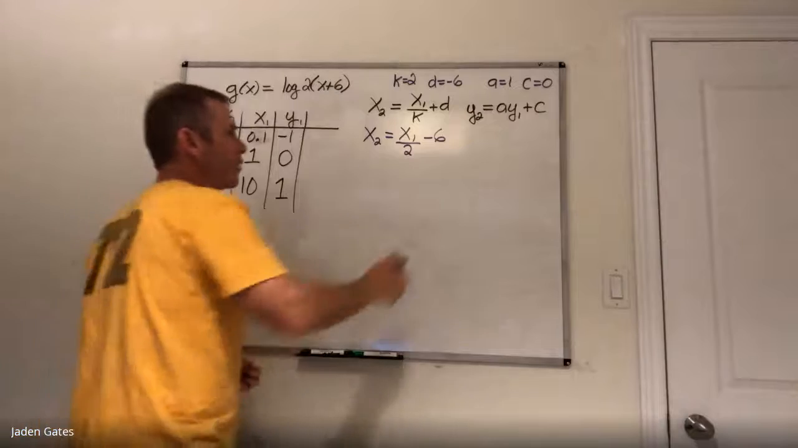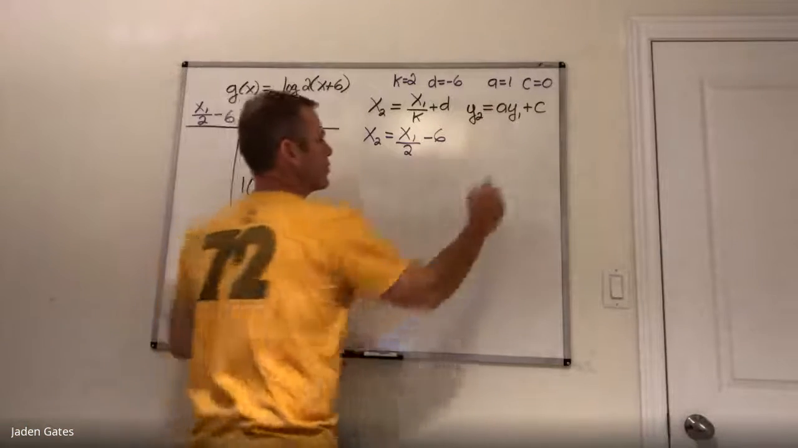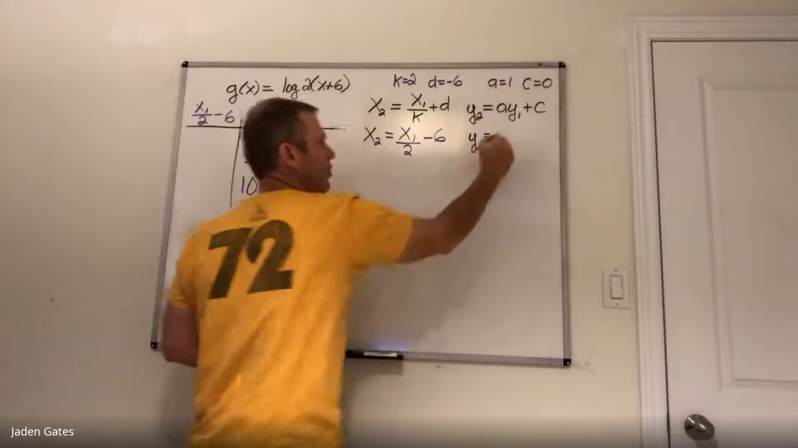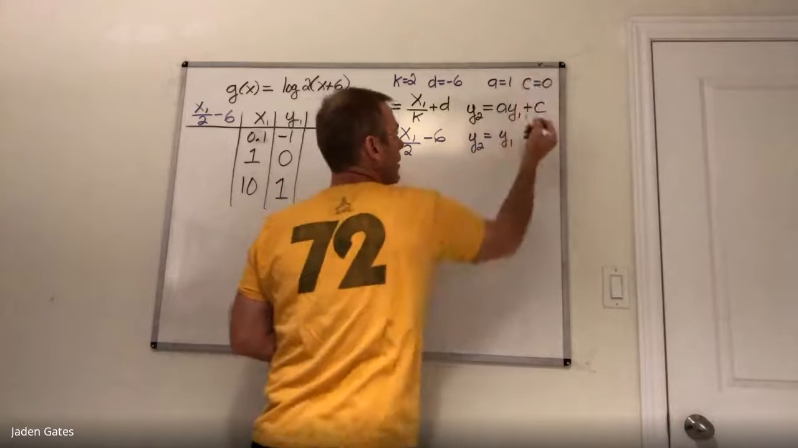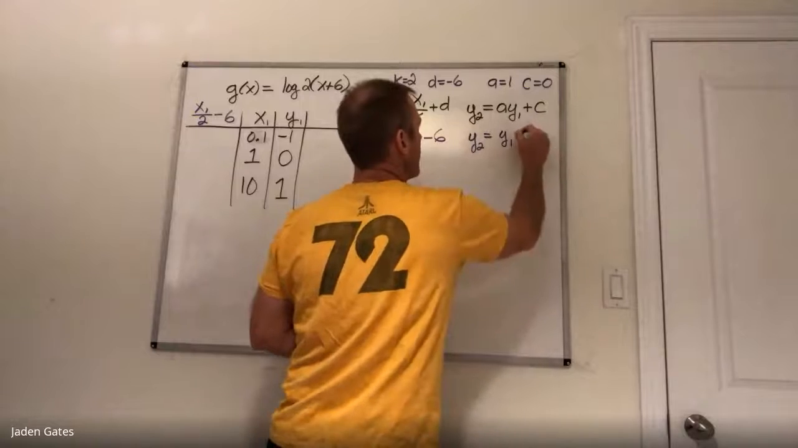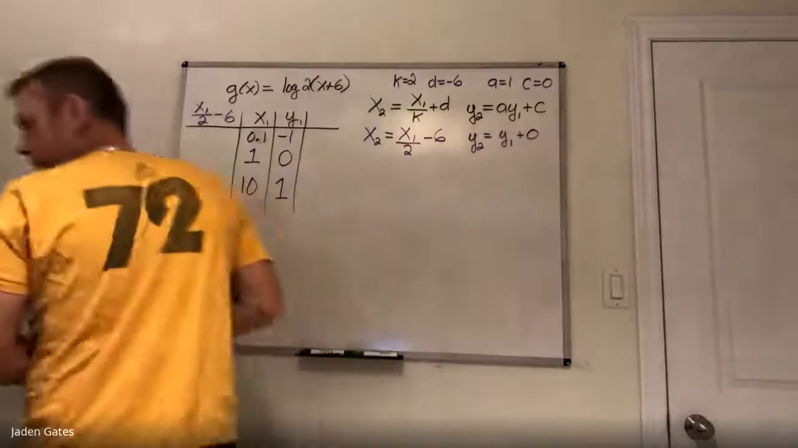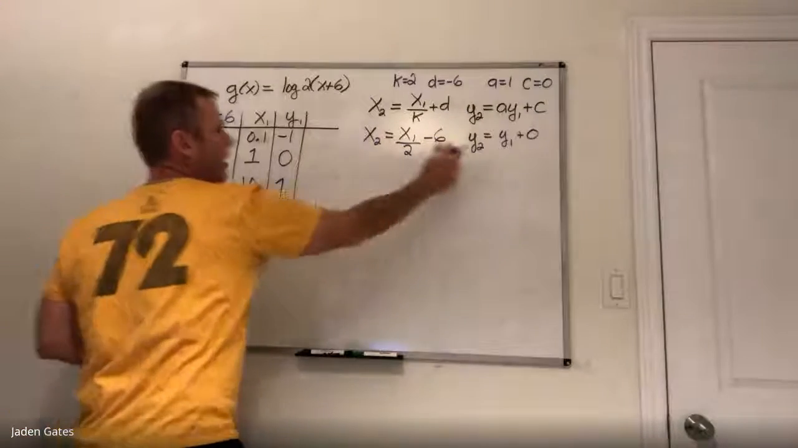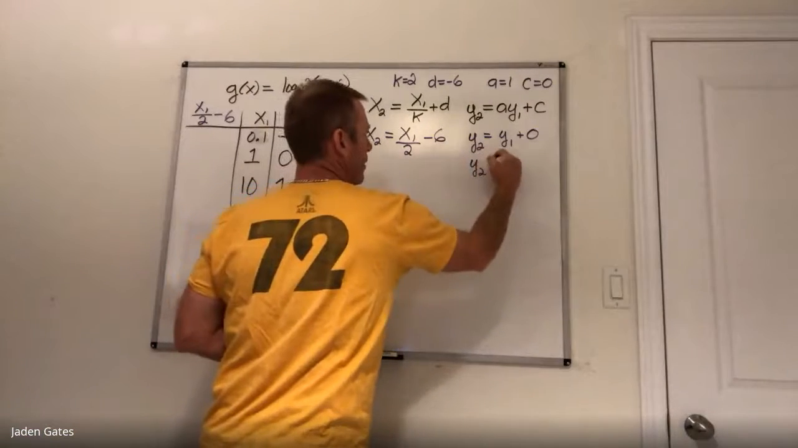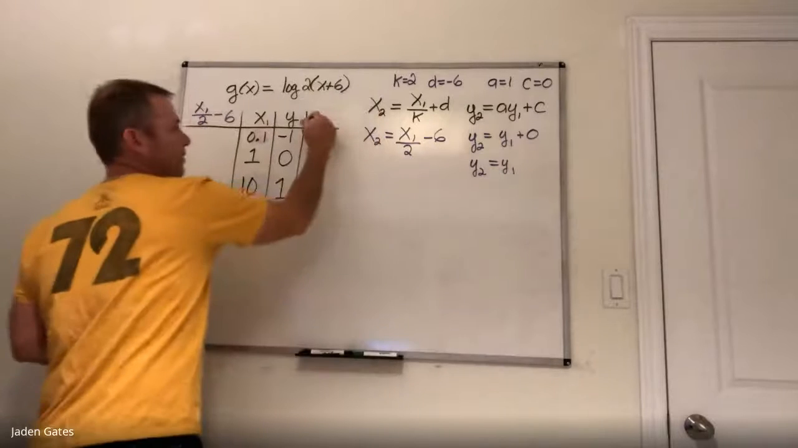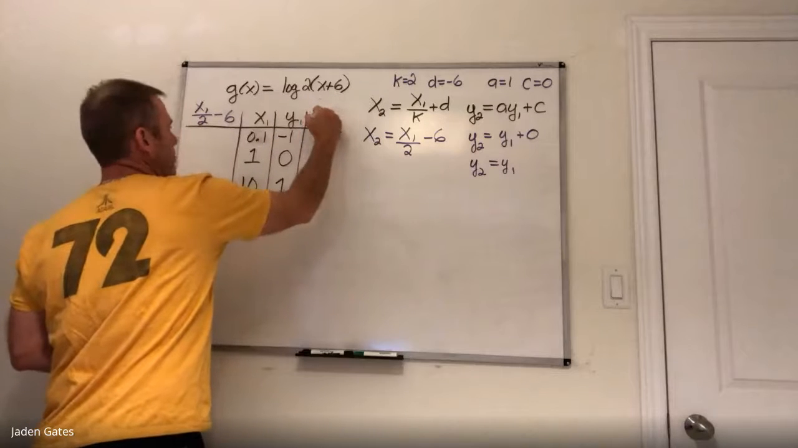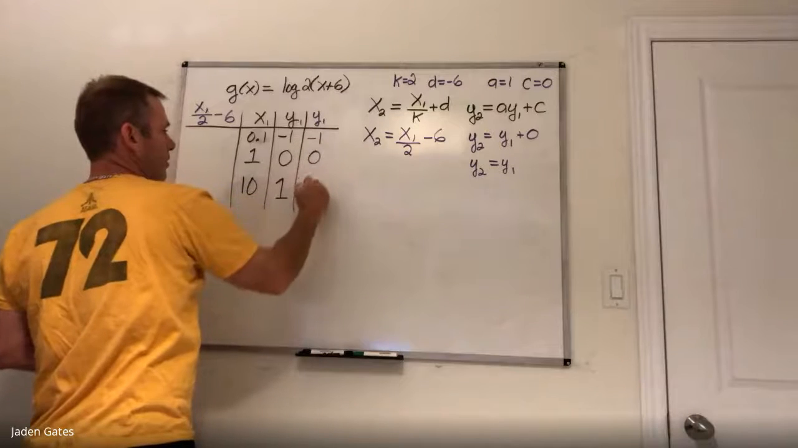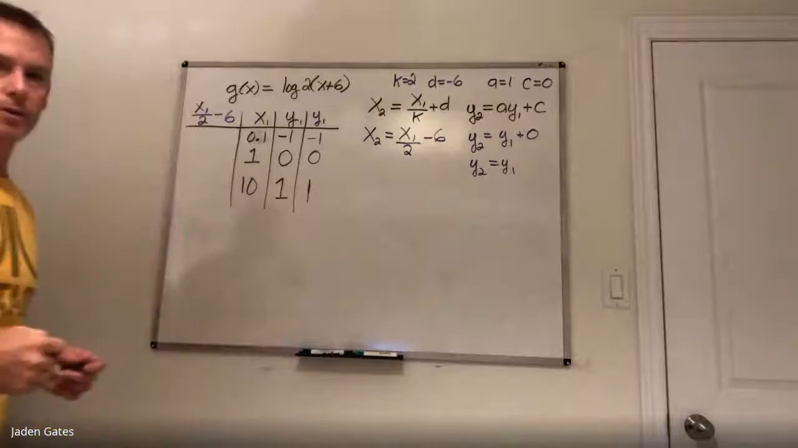All right, now I'll do the same thing for my y equation. So I'm going to have y2 is equal to, well, a is 1, so I'm just going to have y1 here. And c is 0. Wow, that's a boring example. Did I do that? I guess I did. All right, so simplified, y2 is y1. So it looks like our y coordinates are not changing at all.